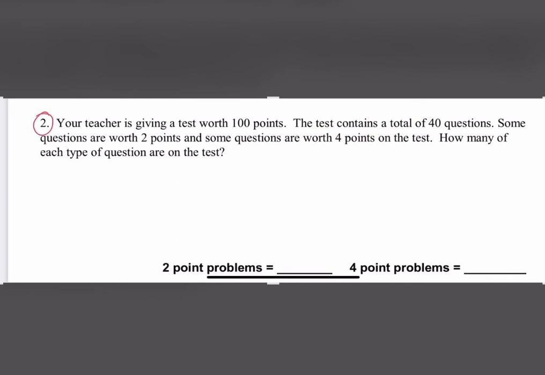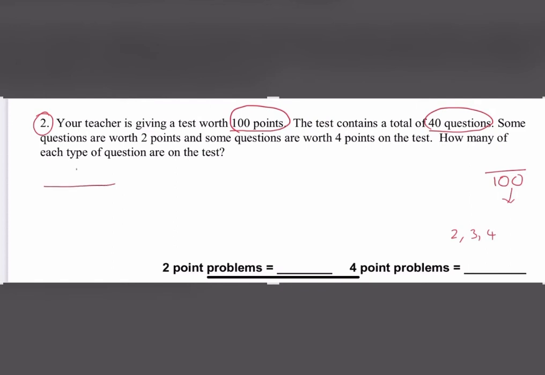Your teacher is giving a test worth how many points? So the total worth of the exam or your score is evaluated for 100 marks, okay? Generally when you write a test, you have 2 mark questions, 3 mark questions, 4 mark questions. So you are not having 100 questions, but you are having 100 marks, right? The test contains 40 questions, only 40 questions to solve. Some questions are worth 2 points and some questions are worth 4 points. So there are 2 categories of questions.